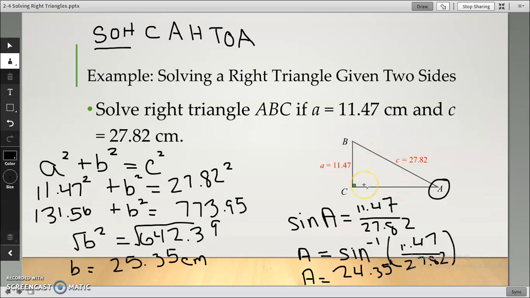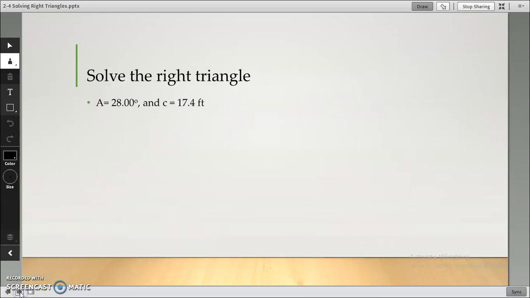So now it should be easy to find B because I have two angles and we know that the sum of the interior angles of a triangle is always equal to 180. So if I add my 90 plus 24.35 and subtract from 180, I should get angle B. So that's 90 plus 24.35 subtracted from 180 gives me 65.65. So I'll write it up here because I ran out of space. My angle B is equal to 65.65 degrees.